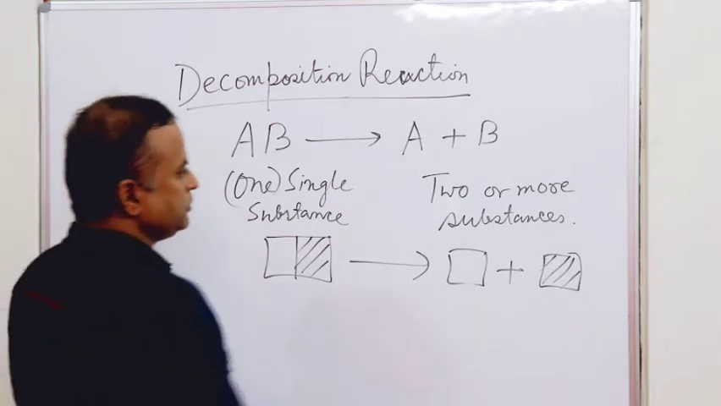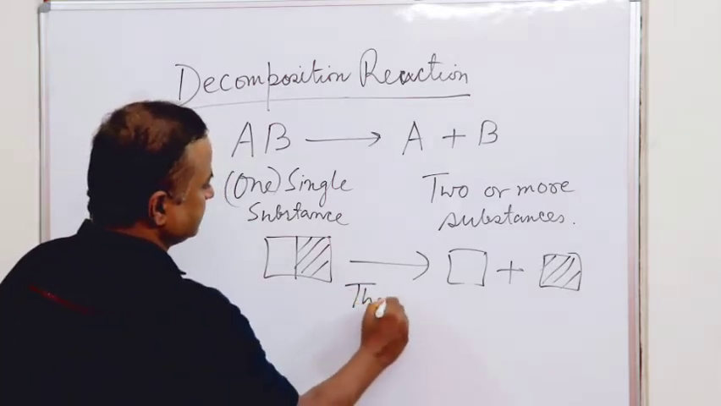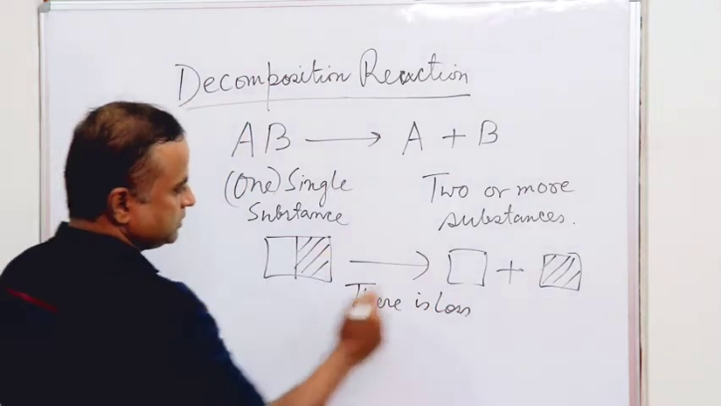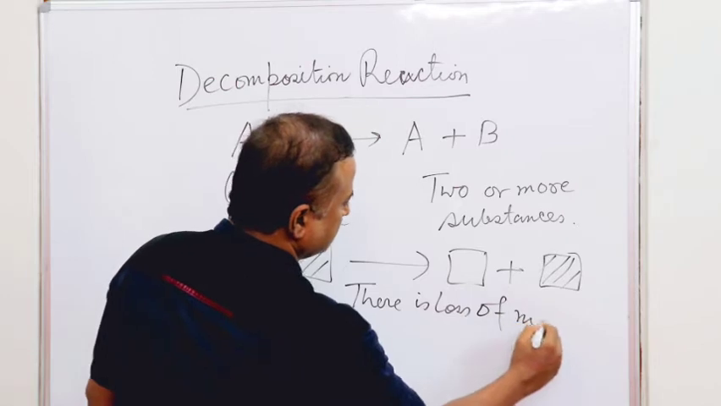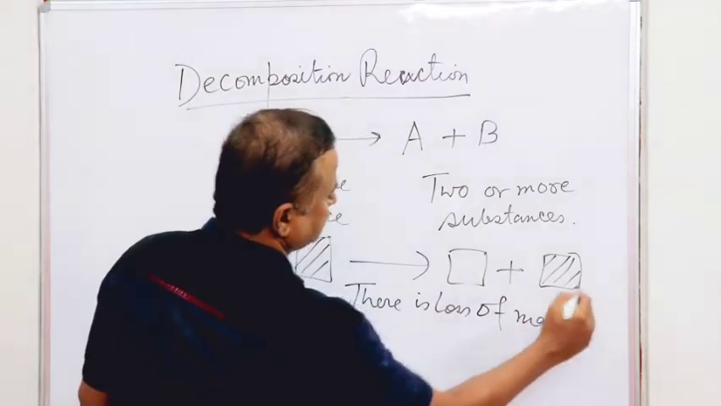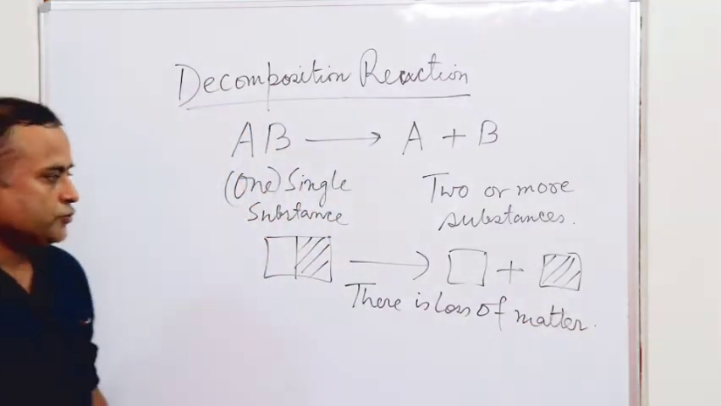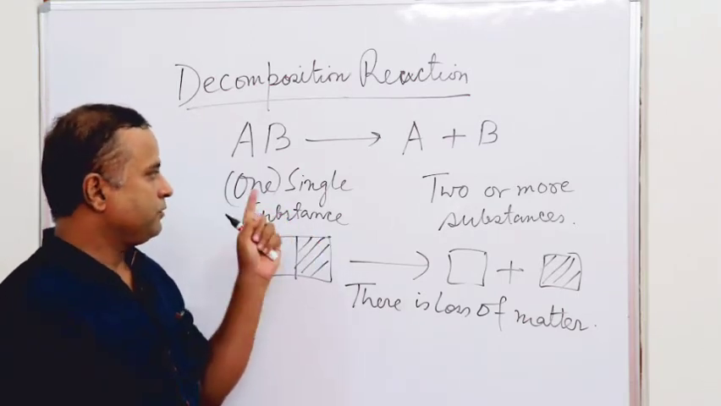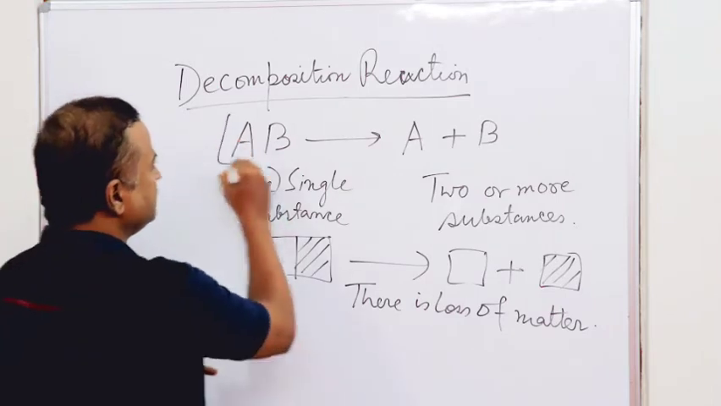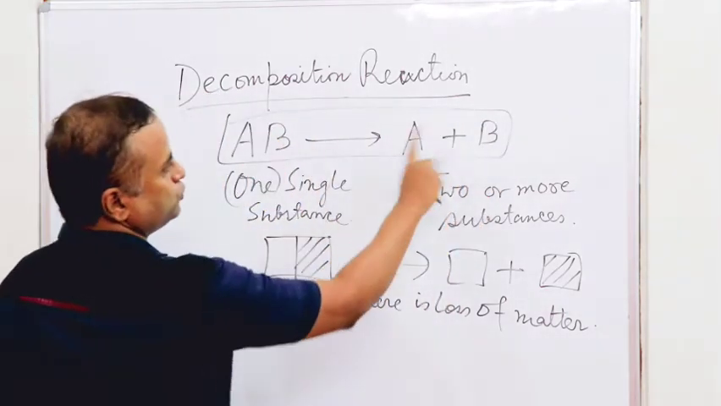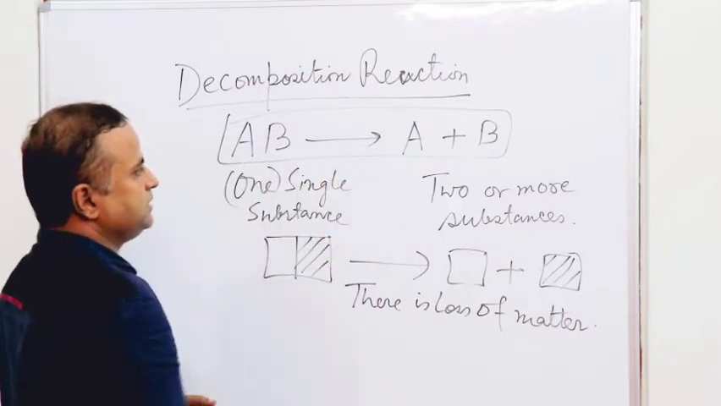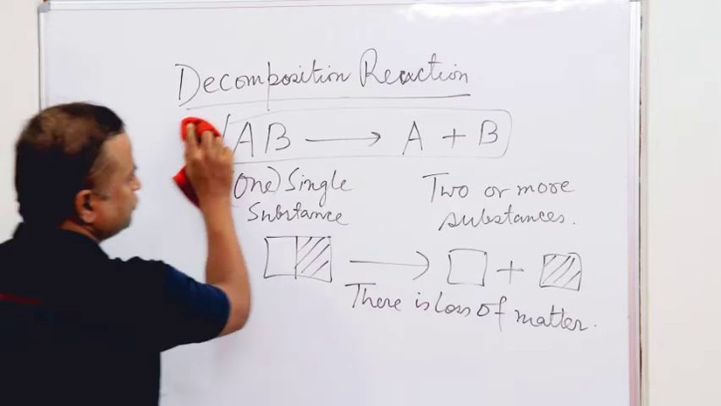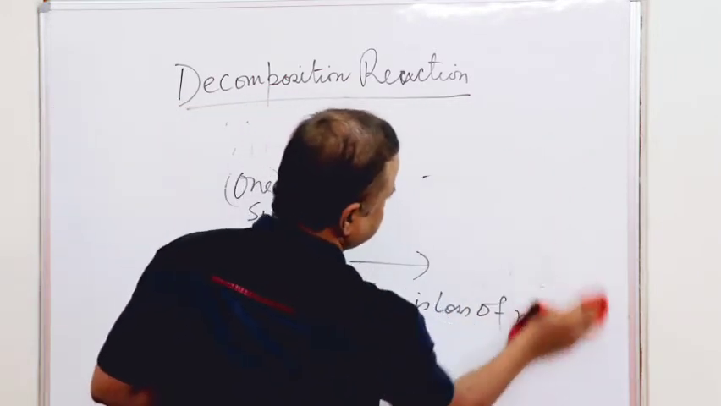Now in decomposition reaction there is loss of matter, because you can see one is having more mass. Although law of conservation of mass is applicable here also. And how to identify? We can identify by checking the reaction itself. If we get two substances from one single substance, we call it a decomposition reaction. So now it is time to define a decomposition reaction.